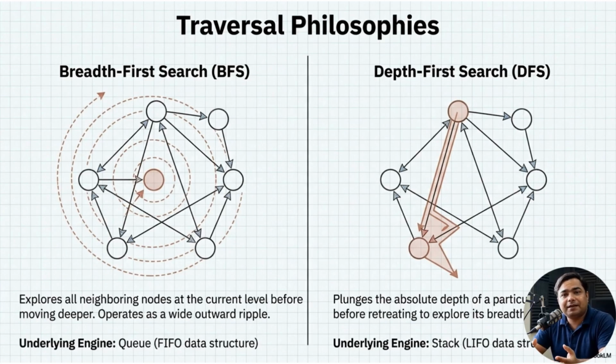DFS uses a stack. A stack follows the LIFO rule: last in, first out. The most recently added node is processed first, so BFS is wide and level by level. DFS is deep and path by path. Both are useful, but they solve different types of problems. BFS is useful for finding the shortest path in an unweighted graph. DFS is useful for exploring connected components, detecting cycles, and solving maze-like problems.